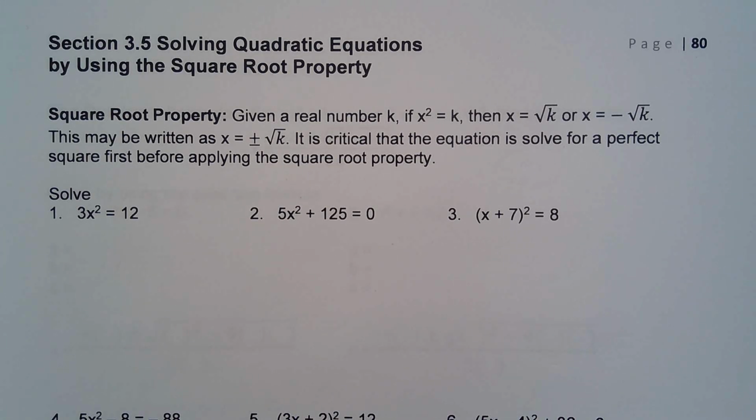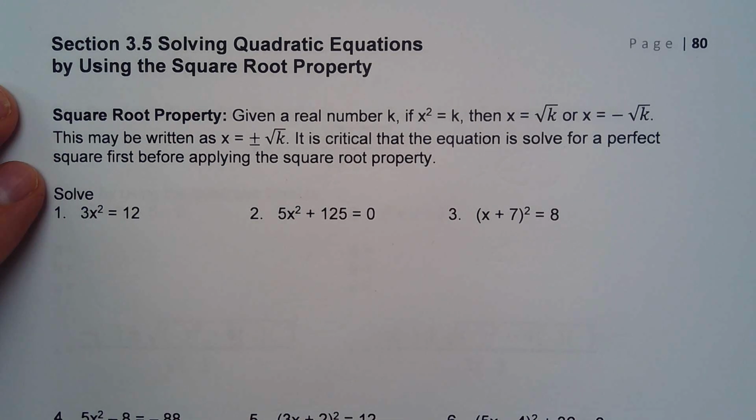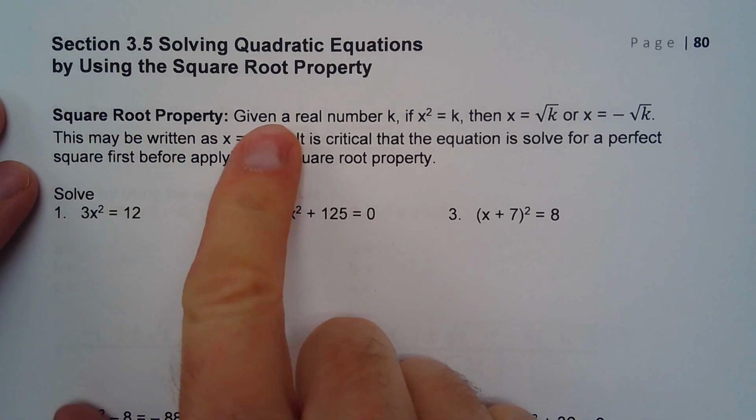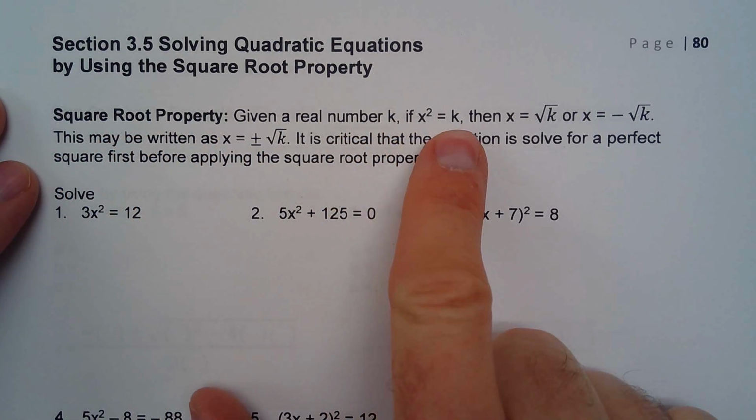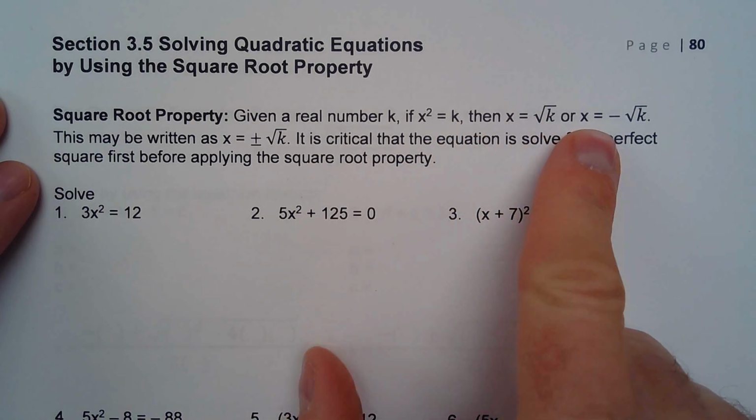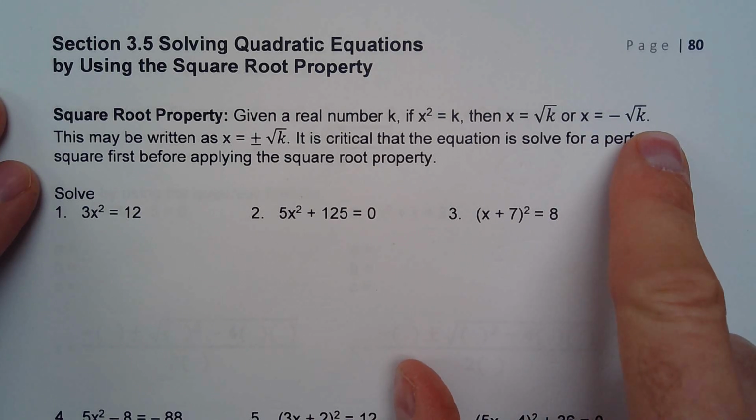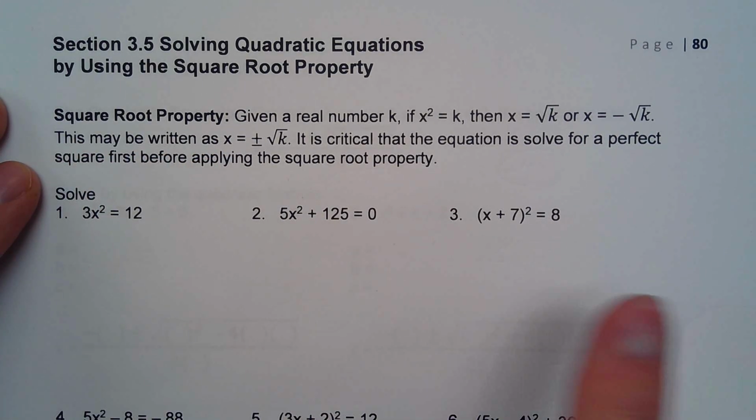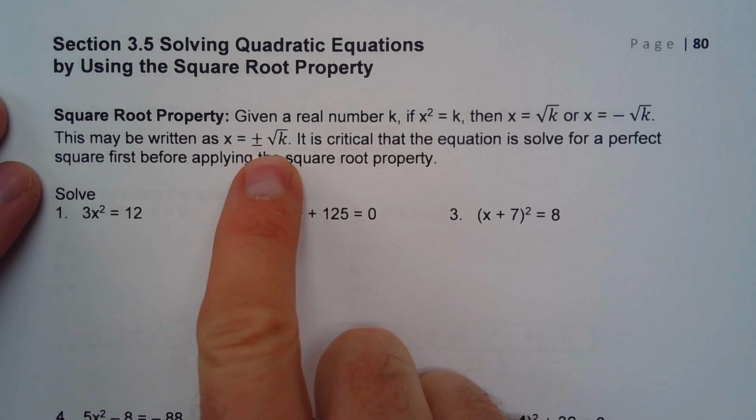So now we're ready to look at solving quadratic equations using the square root property. The square root property: given a real number k, if x squared equals k, then x equals the square root of k, or x equals the negative square root of k. This may be written as x equals plus or minus the square root of k.